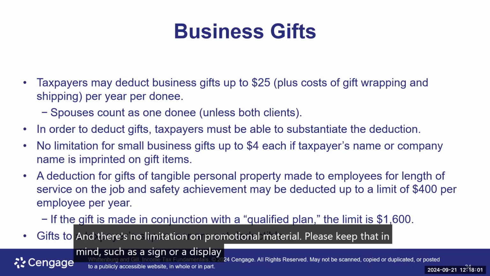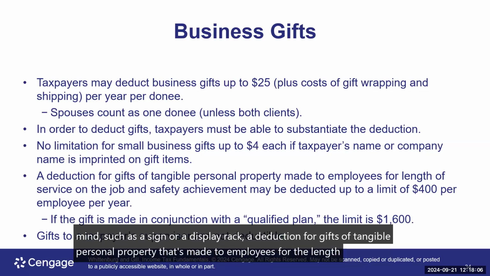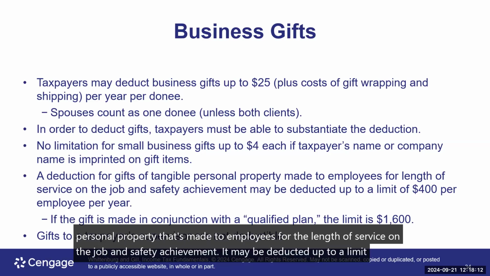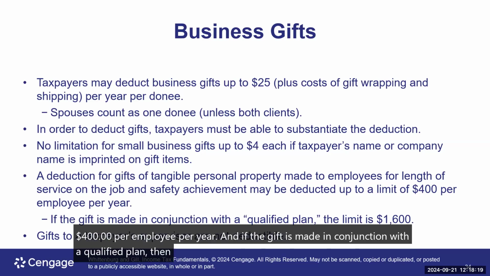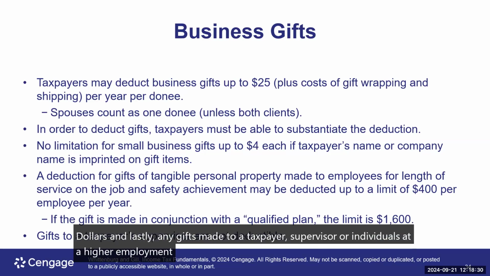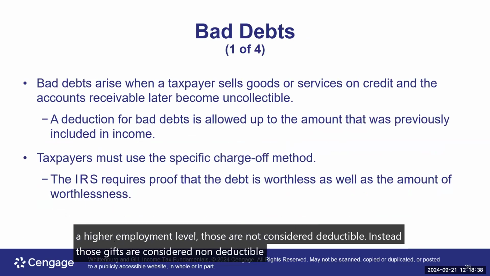A deduction for gifts of tangible personal property made to employees for length of service on the job and safety achievement may be deducted up to a limit of $400 per employee per year. And if the gift is made in conjunction with a qualified plan, then the limit in such case is $1,600. And lastly, any gifts made to a taxpayer's supervisor or individuals at a higher employment level are not considered deductible. Instead, those gifts are considered non-deductible personal expenses.